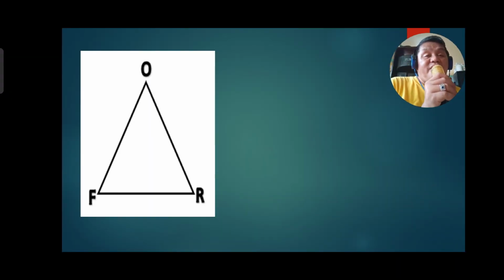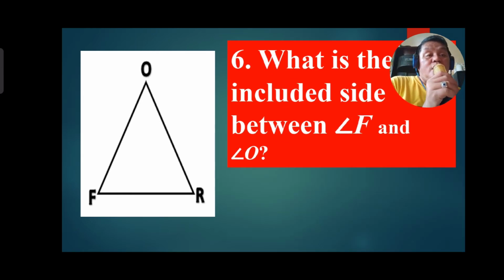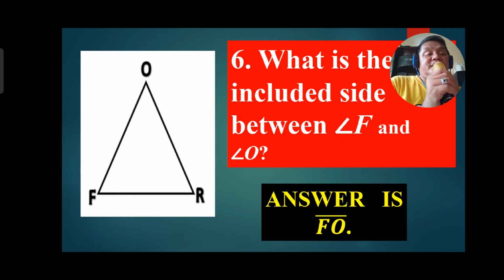And finally, for letter A, you have your drawing triangle FOR, and the question is, what is the included side between angle F and angle O? Again, to have your quick answer, use the two letters of the two angles. The answer is side FO or side OF is the included side between angle F and angle O.